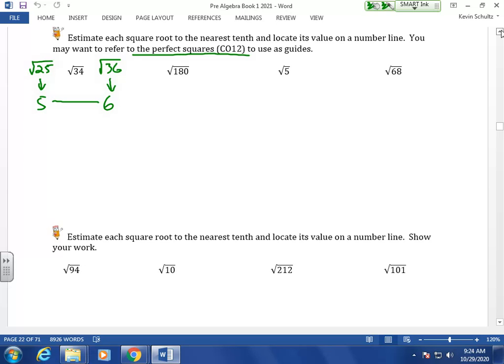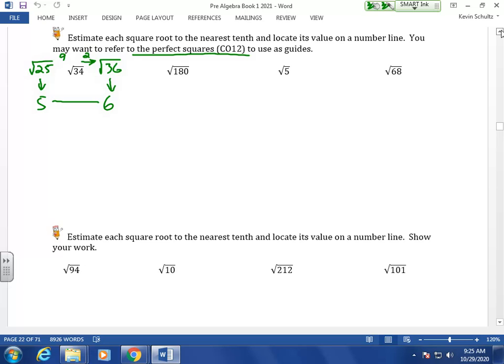And how? What clues can we use here? How close it is to which side? Very good. Okay. 34, I think we can all be in agreement here, is closer to 36 than it is to 25, right? In fact, it's only 2 away from 36, whereas it's 9 away from 25.